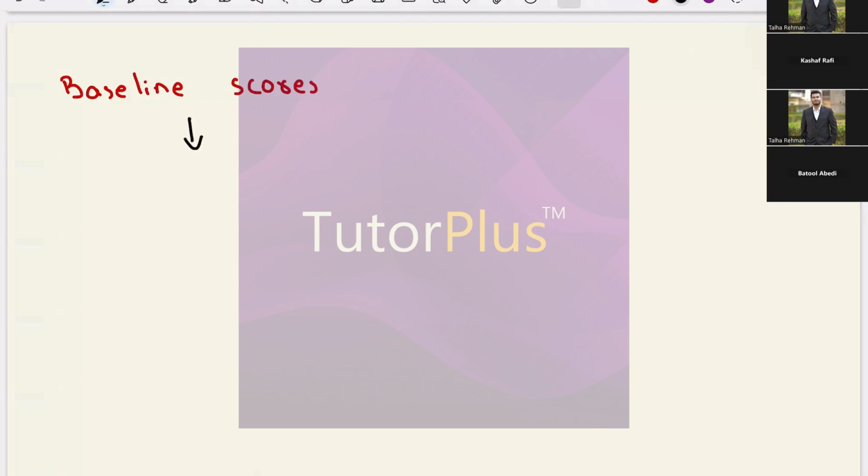So once we have your baseline score, I will be sitting down with you in a one-on-one session. That one-on-one session can be attended by your parents or your elder siblings in case they are your academic guardians, but it can be attended by you only as well.